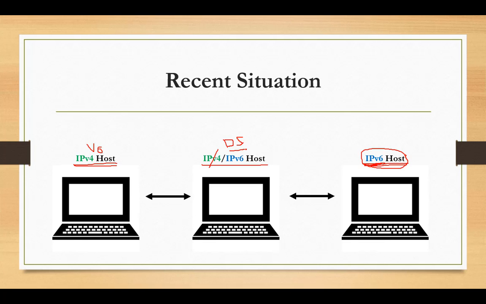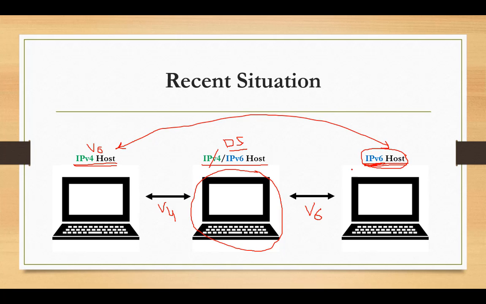When using dual stack, these hosts can communicate using v4 with IPv4-only hosts, and can communicate with IPv6-only hosts using v6. But between IPv4-only hosts and IPv6-only hosts, there is no direct connectivity, and this will be explained by IPv10.